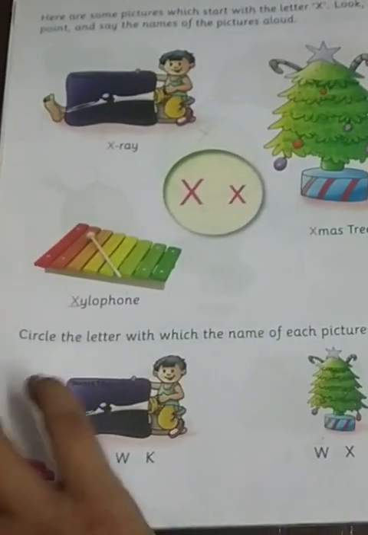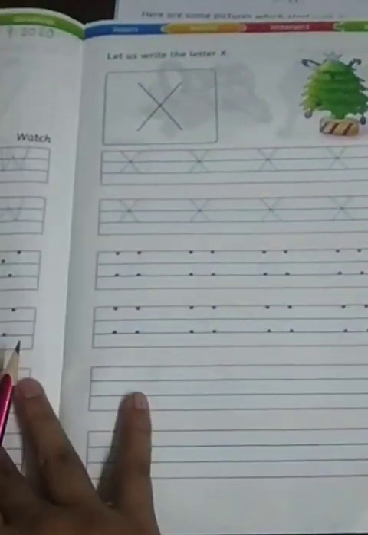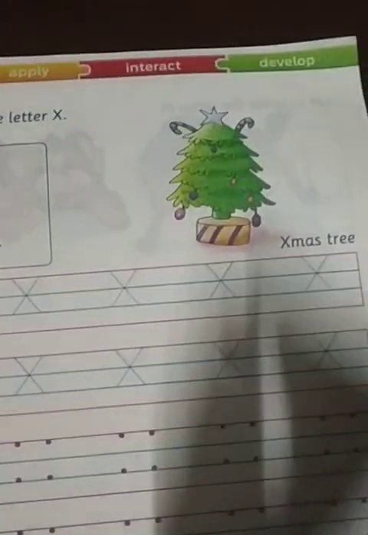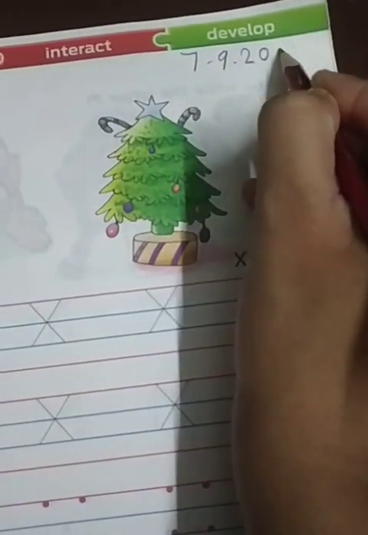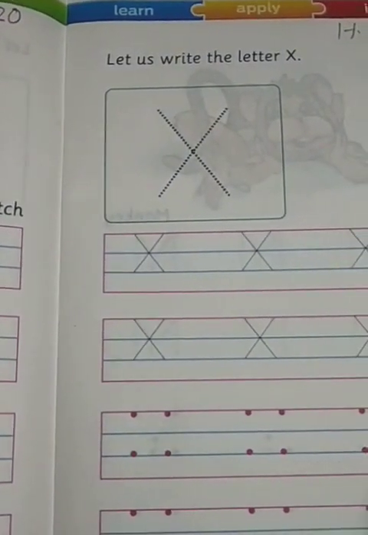And now open your English workbook to write letter X. So this is your workbook. Let's just open it. Look, this is letter X. And which picture is this? Xmas tree. Okay, write down the date. 7, 9, 20, 20 and H, W. I hope you all know that how to do and what to do. Am I right? Yeah, you have to trace, then join and then write.